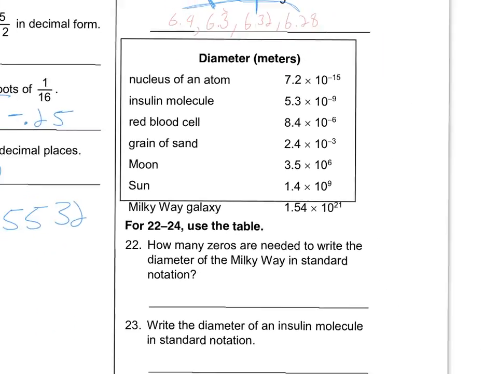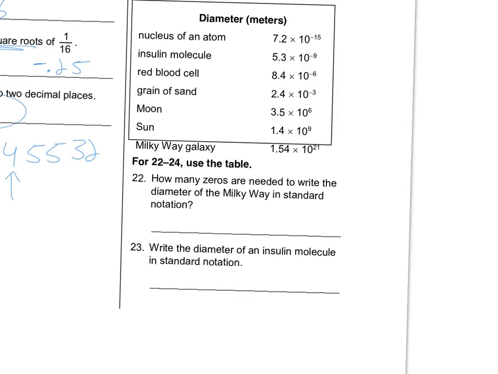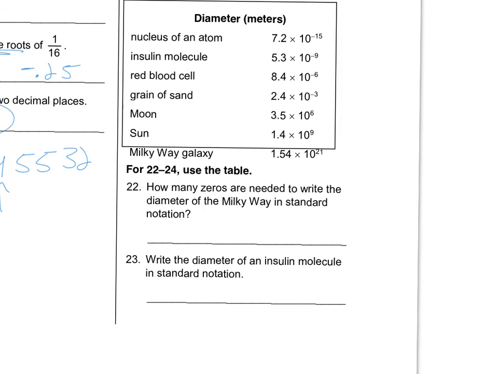All right. The last 2 problems are just scientific notation. It says how many zeros are needed to write the diameter of the Milky Way in standard notation. So where's the Milky Way? It's right here. So we're moving the decimal 21 times, right? You don't have to write that number. If we're moving the decimal 21 times, we're going to go 1, 2, and then how many zeros? 19. 19 is your answer. All it wants is the number of zeros. There we go. We're done.